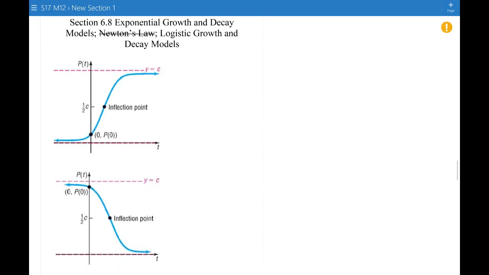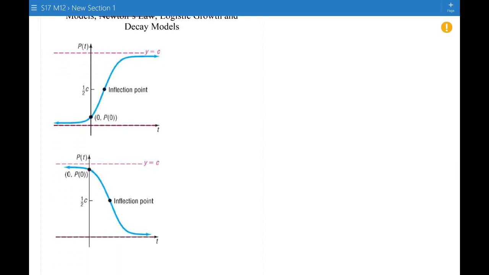Okay, so this is what the graphs look like. So this is a logistic growth. And you have this interesting point called an inflection point that happens. And this is logistic decay.